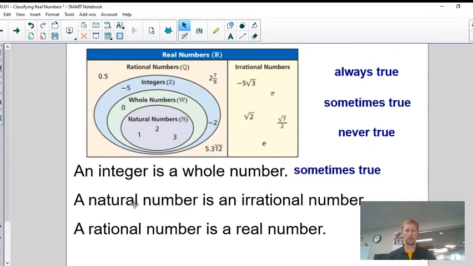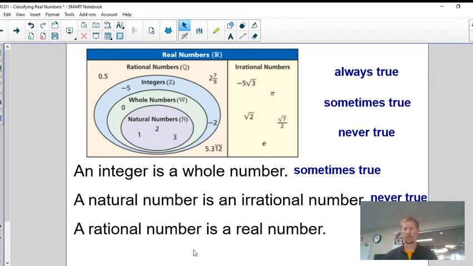Next, a natural number is an irrational number. Let's see, natural numbers are those counting numbers. Are those numbers irrational numbers over here? No, those do not overlap. There's definitely a dividing line between those. So we would say never true for that one.